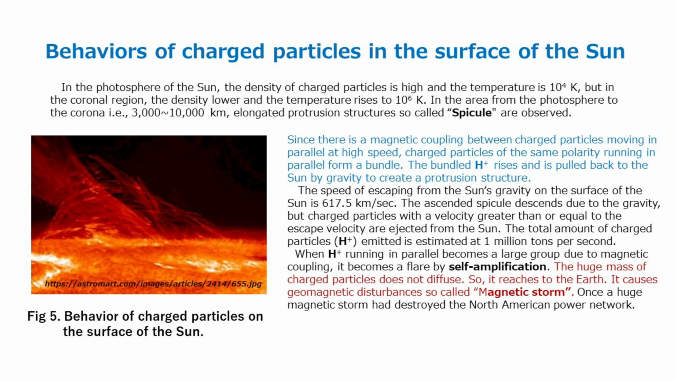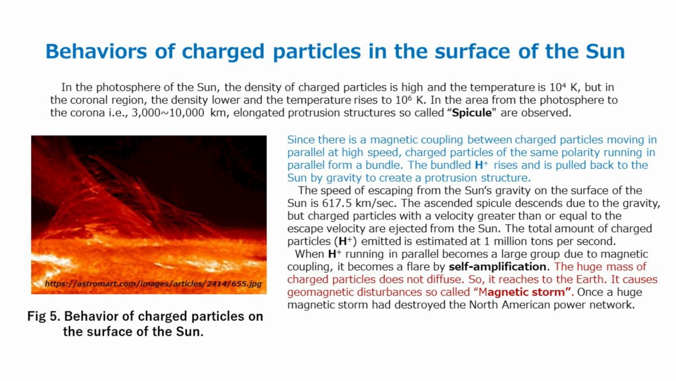The speed of escaping from the Sun's gravity on the surface of the Sun is 617.5 km per second. The ascended spicule descends due to gravity, but charged particles with a velocity greater than or equal to the escape velocity are ejected from the Sun. The total amount of charged particles H+ emitted is estimated at 1 million tons per second. When H+ running in parallel becomes a large group due to magnetic coupling, it becomes a flare by self-amplification. The huge mass of charged particles does not diffuse, so it reaches the Earth. It causes geomagnetic disturbances, so-called magnetic storms.